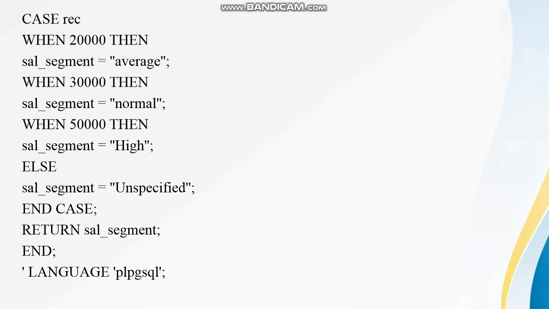Next, when 30,000: if rec has 30,000, then it checks the when clause, and the salary segment will be set to normal. When 50,000, then salary segment is equal to high. Else, if none of the cases is found, it executes the else statement, that is, salary segment is equal to unspecified. Then end case, return salary segment, language plpgsql.